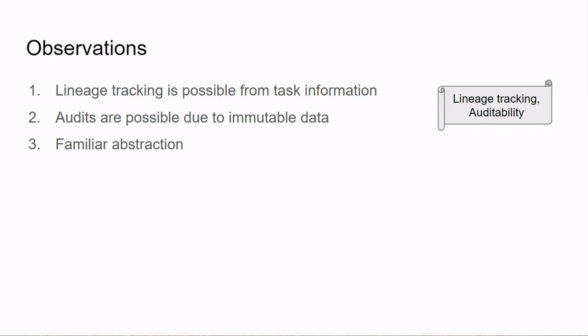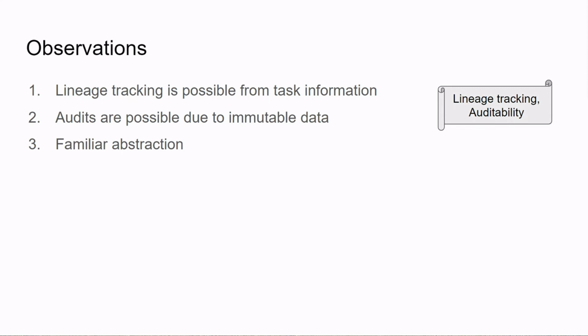Having looked at all this, let's make a few observations. We can track the lineage of a dataset by going to the task that created it. We can keep tracing backwards through task executions indefinitely. Secondly, we can audit results of jobs by looking at the exact inputs used in the task. Due to immutability and copy on write, the older data is not deleted unless explicitly requested.